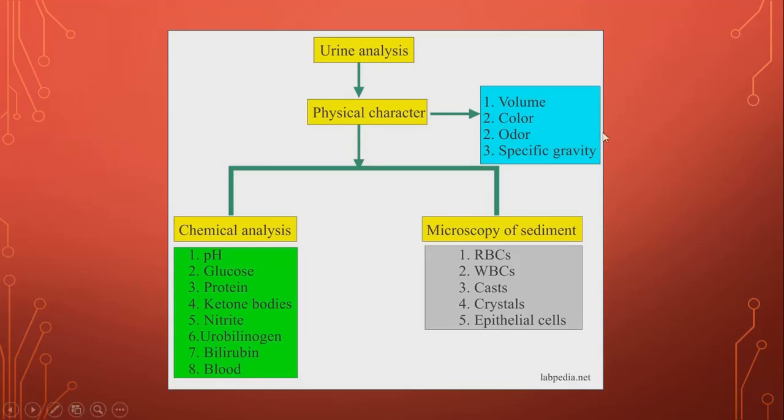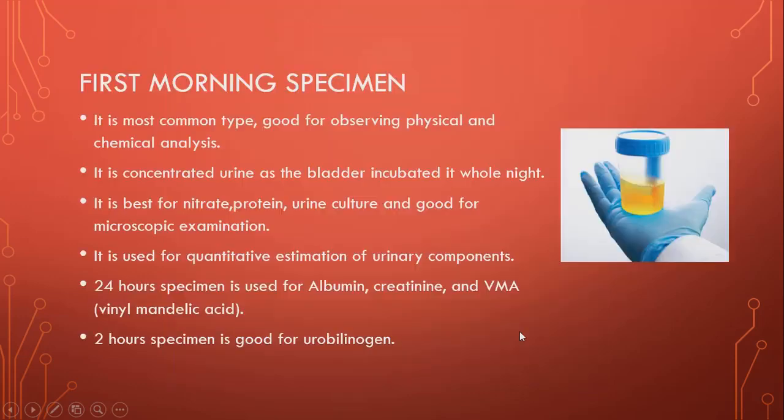Among the physical characters we will be talking about the volume, color of urine, odor of urine, specific gravity of urine, while in biochemical analysis we look for the pH of urine, glucose, protein, ketone bodies, nitrite, urobilinogen, bilirubin, and blood in urine. While in microscopic examination we look for the RBCs, WBCs, casts, crystals, and epithelial cells.